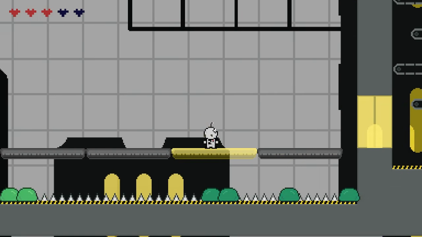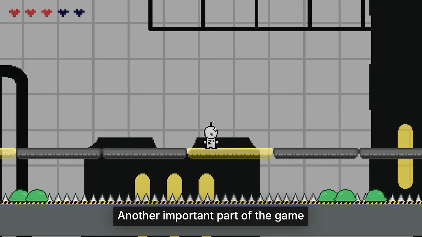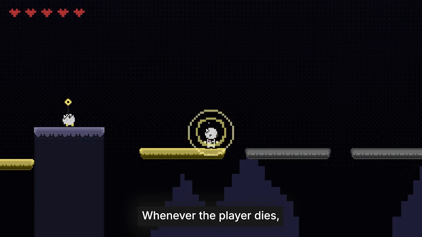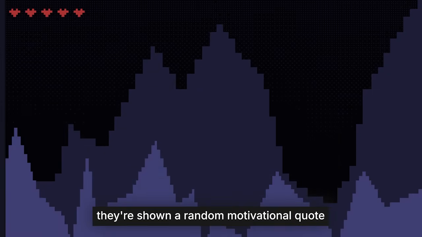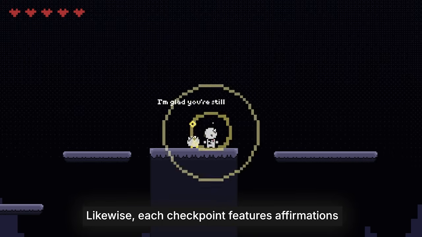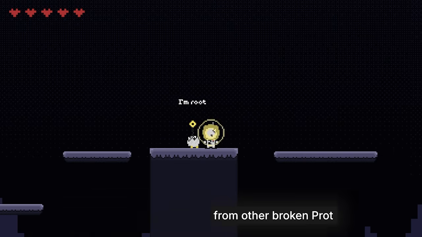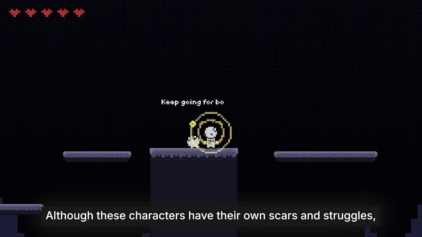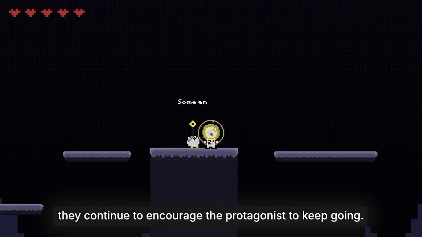Another important part of the game is how encouragement is woven into the experience itself. Whenever the player dies, they're shown a random motivational quote inspired by messages that might help someone struggling with depression, self-doubt, or emotional exhaustion. Likewise, each checkpoint features affirmations from other broken proto-beings scattered throughout the world. Although these characters have their own scars and struggles, they continue to encourage the protagonist to keep going.